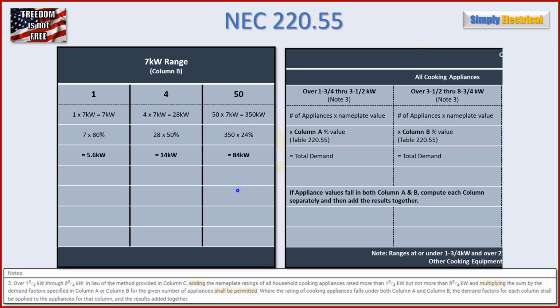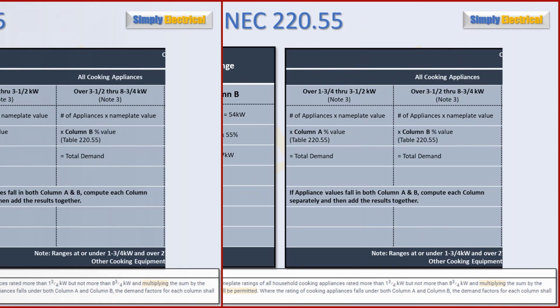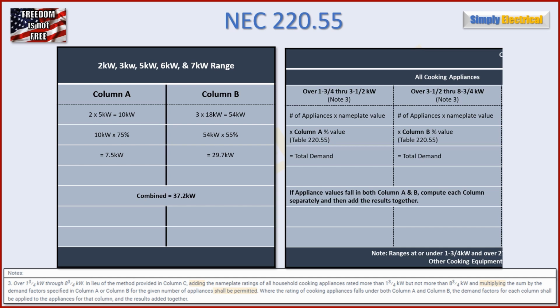Okay, and that's easy. That's how column B works. Same way as column A. Very simple. Okay, now the second sentence down here in note 3 tells you that if you have ranges that fall in both columns, let's say you have several ranges and they're of different values and some fall in column A, some in column B, what do you do then? Well, it's really just as simple, just one extra step. So here we have a 2 kW, 3 kW, 5, 6, and a 7 kW range, all on one feeder.